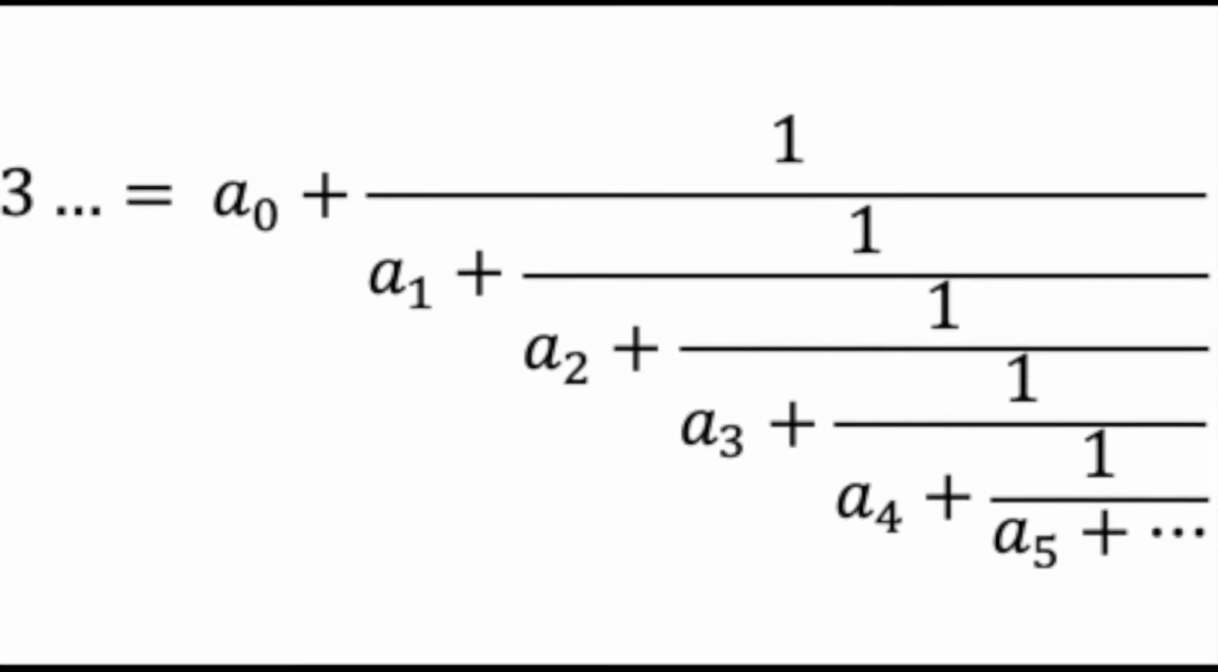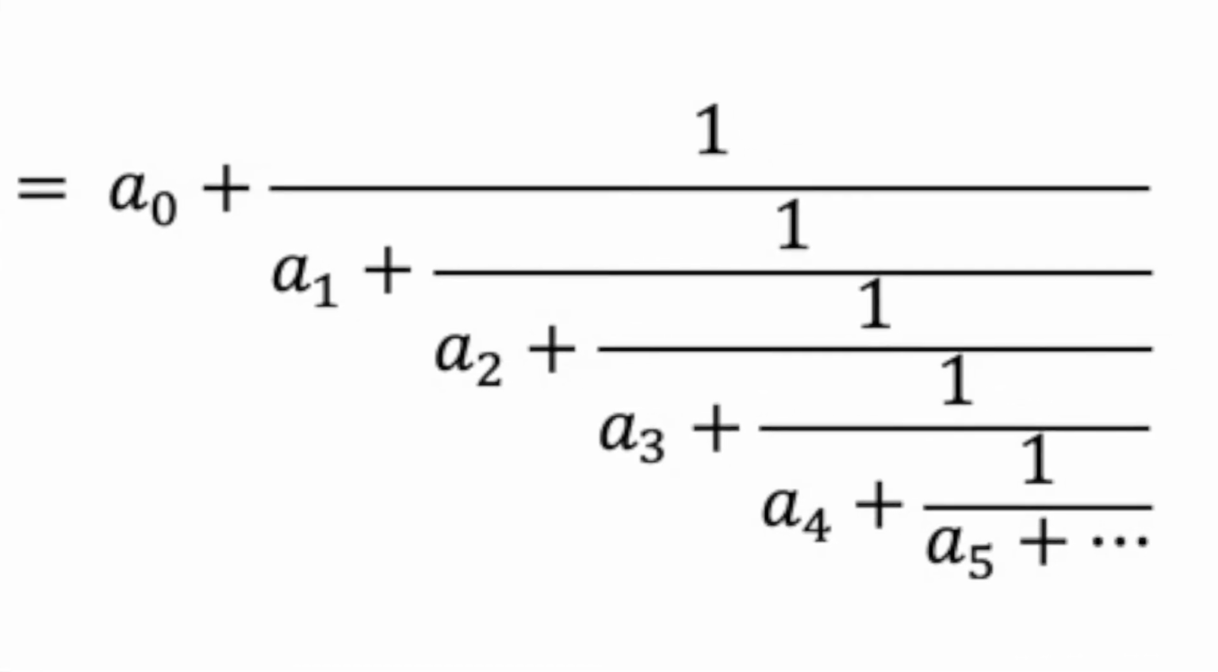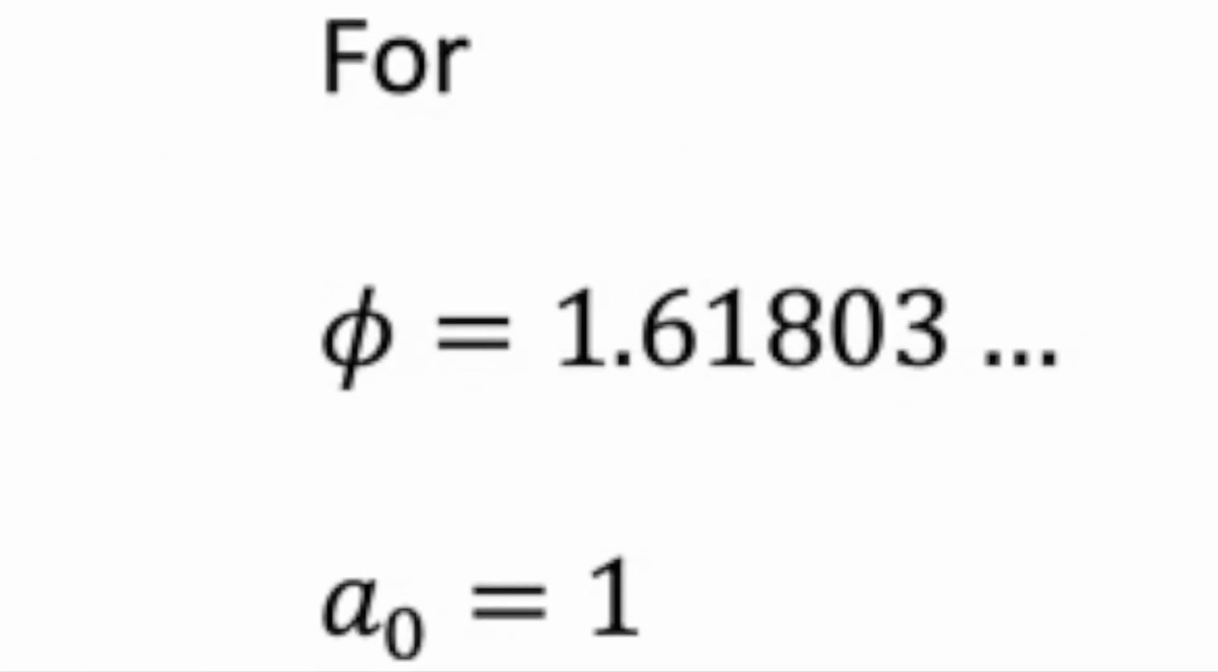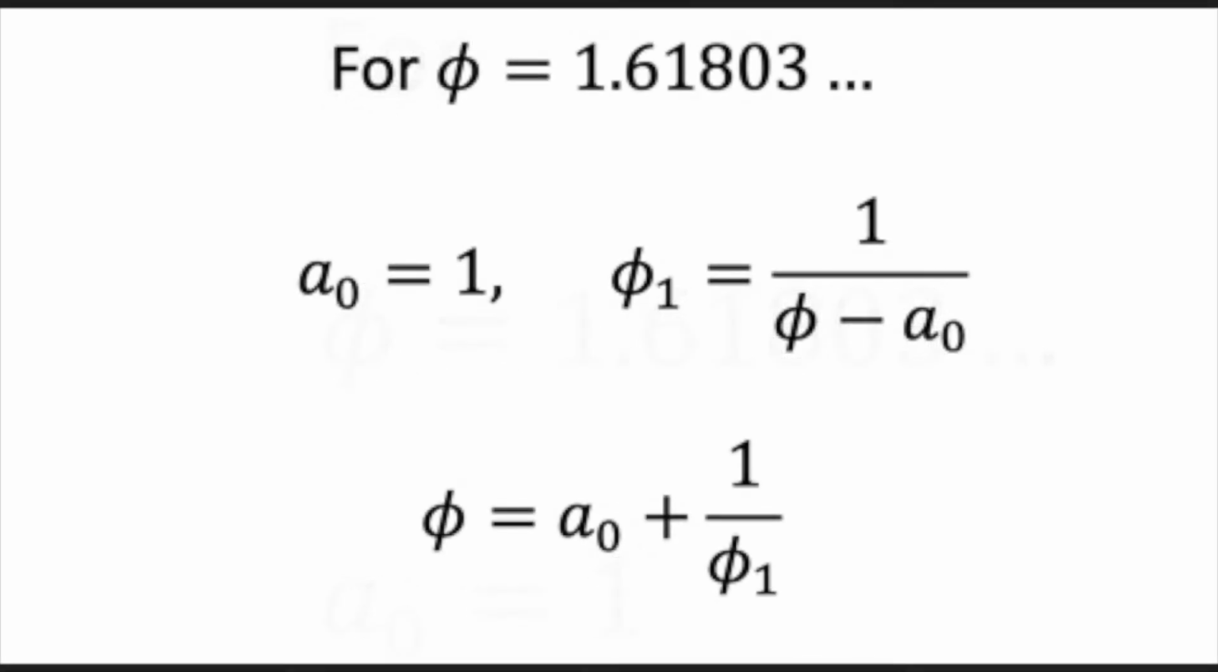With rational numbers, the continued fraction has a finite end, but with irrational numbers, the continued fraction has no end. To start, we take the integer part of phi and give it the notation a naught. So a naught is equal to 1. Next, we name phi 1 equal to 1 divided by (phi minus a naught). And the first step in the continued fraction form of phi is written as phi equal to a naught plus 1 divided by phi 1.